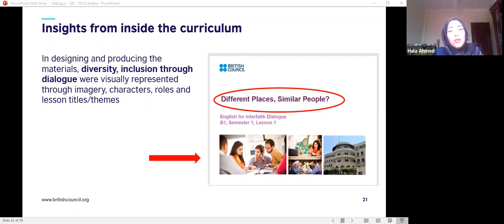And also, apart from the imagery and the characters, you can see from the lesson title that we promote the idea of diversity and we embrace the differences between people, which will feed later into the concept and the value of dialoguing. So the lesson title here is Different Places but Similar People. So you can go to different countries, you can visit different places, but human beings will remain the same. They will encounter the same feelings, the same challenges, the same struggles, the same thoughts. Next one, please.